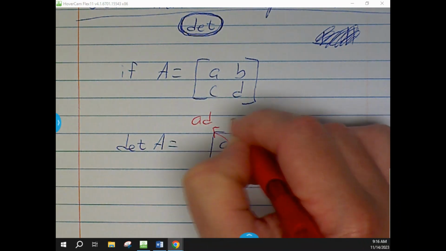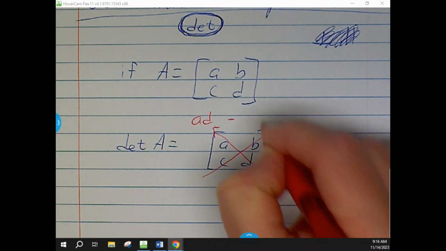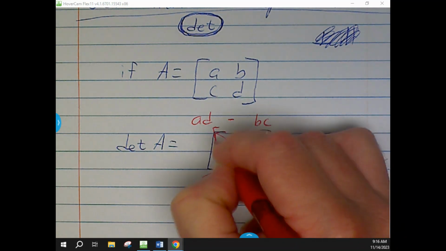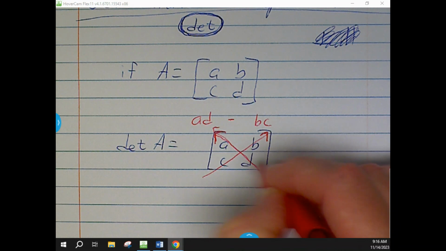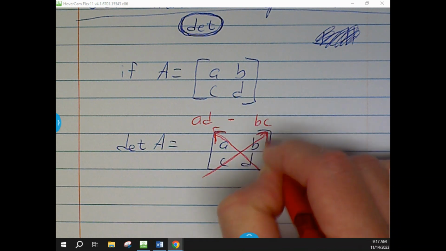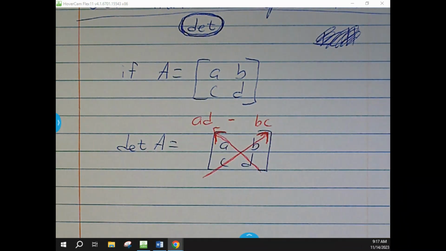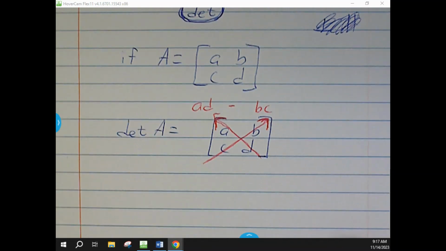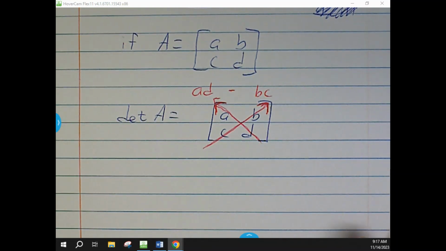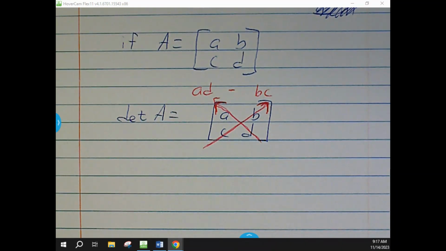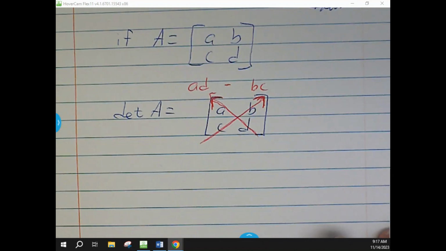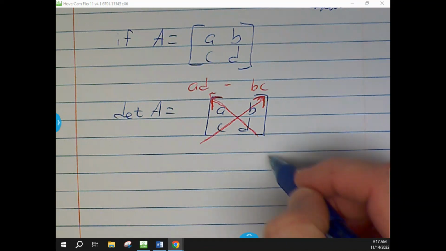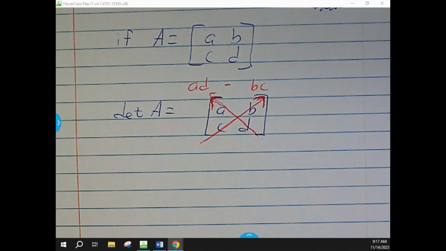And then you're going to subtract B times C. So you're basically just doing cross products. But again, you have to remember for determinant, you need to go up instead of going down, because normally we go down to get those, but we're going to go up for this part of it. Okay, really short, really easy. There's how you find a determinant. Basically you just multiply this way, and then you put a minus sign in the middle.